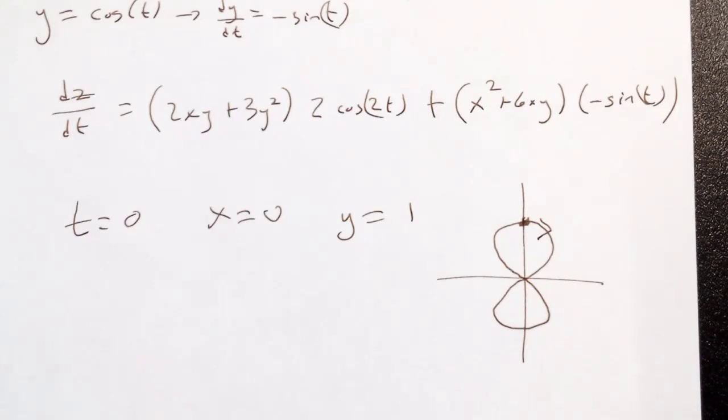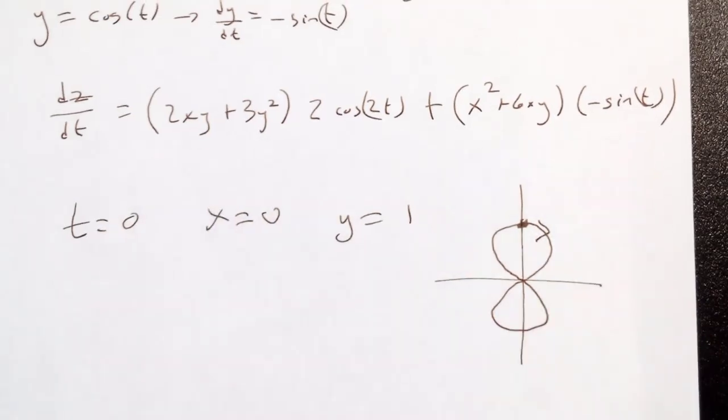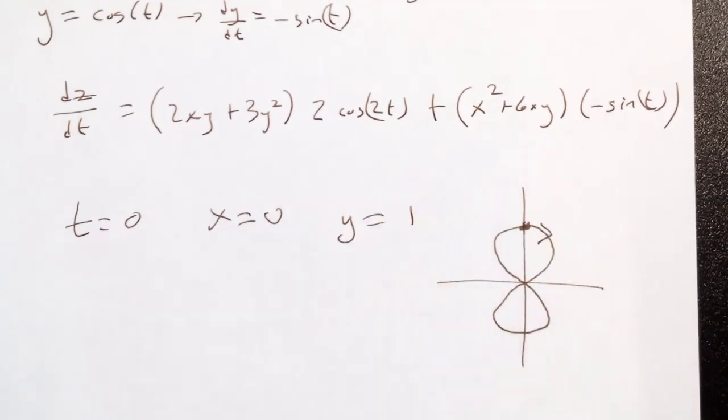We go back to that picture in 3D. Am I going uphill or downhill? I'm at this point. I'm going to the right. I'm going uphill. If you put in 0, 0, 1 to this, put in these numbers to this, what do you get?